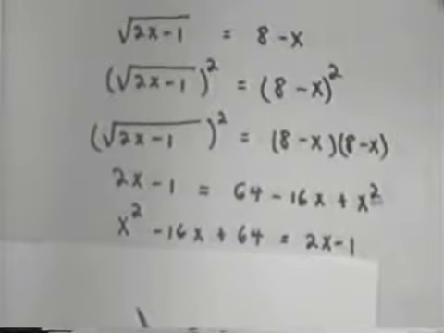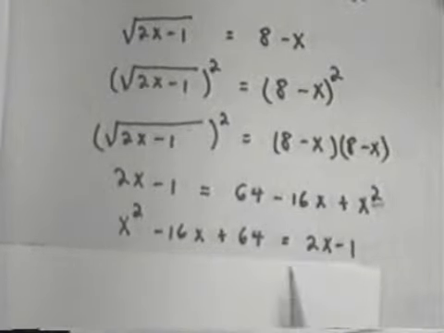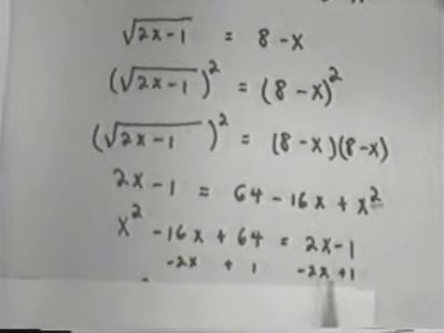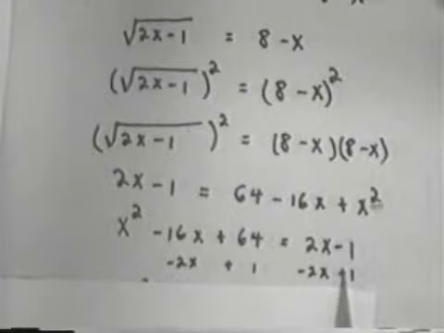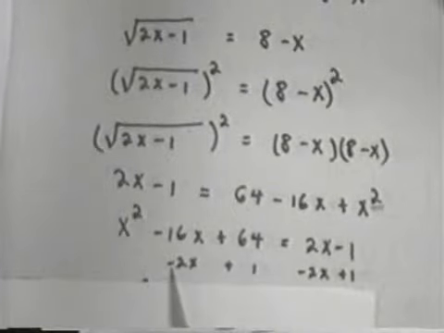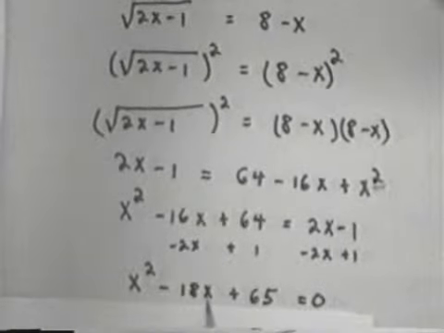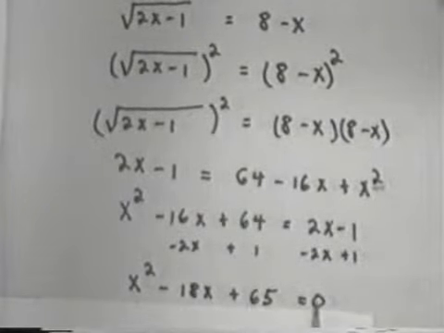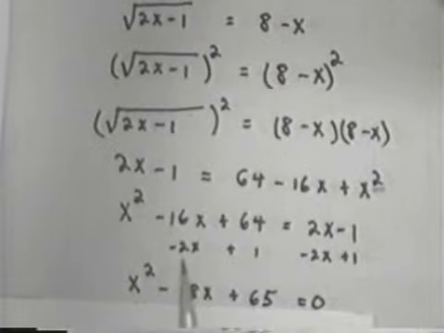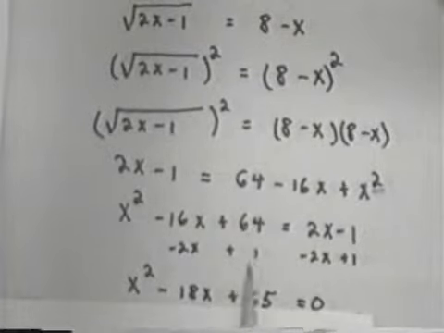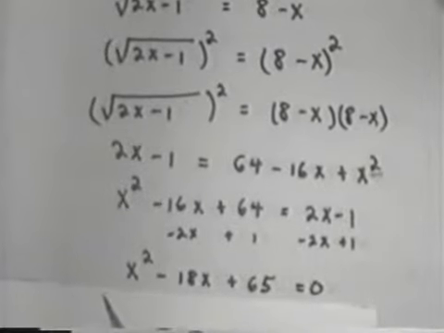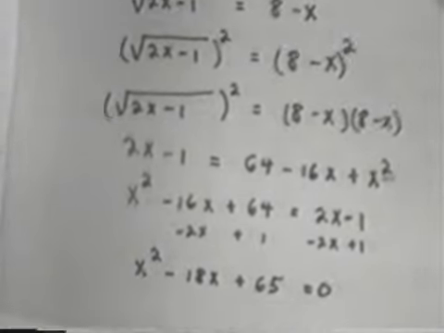Now since I want the right member to be 0, I need to add a negative 2x and a positive 1 to both sides. So I add a negative 2x plus 1 to the right side. I also have to add a negative 2x plus 1 to the left side. So I'm left with x squared minus 18x plus 65 is equal to 0. Negative 16 plus a negative 2 is negative 18. 64 plus 1 is 65. Once you get your equation in standard form, then you try to see if you can factor it.